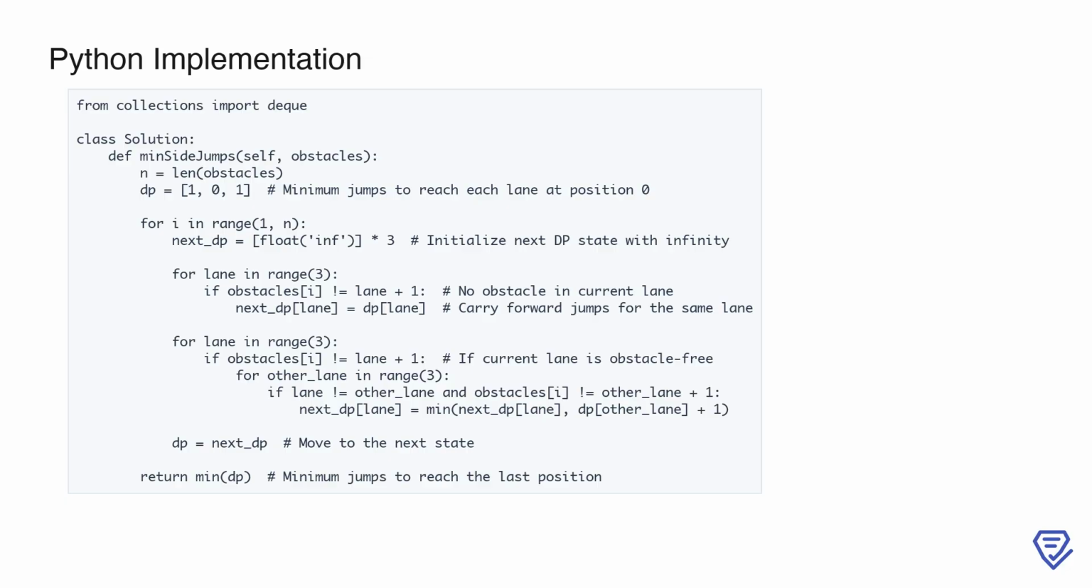Finally, at the end of the iteration, the minimum value in the dp array gives the result, as it represents the minimum jumps required to reach the last position in any lane. This approach ensures that the solution is optimized and handles all edge cases, including scenarios with consecutive obstacles or a clear path without obstacles. The time complexity is O(n), where n is the length of the obstacles array, and the space complexity is O(1), due to the constant size of the dp array.